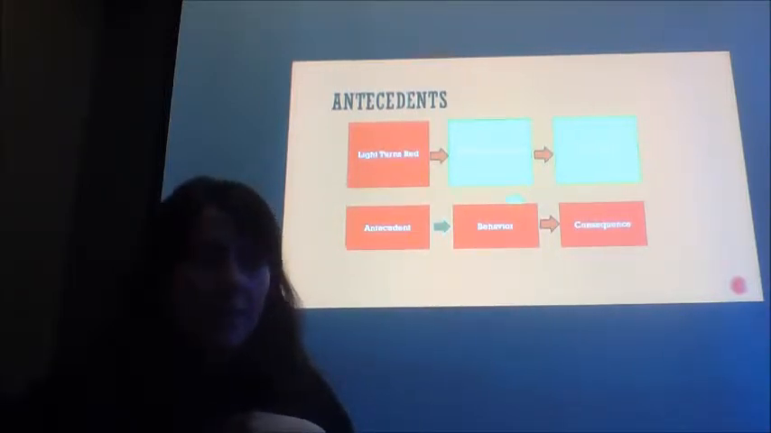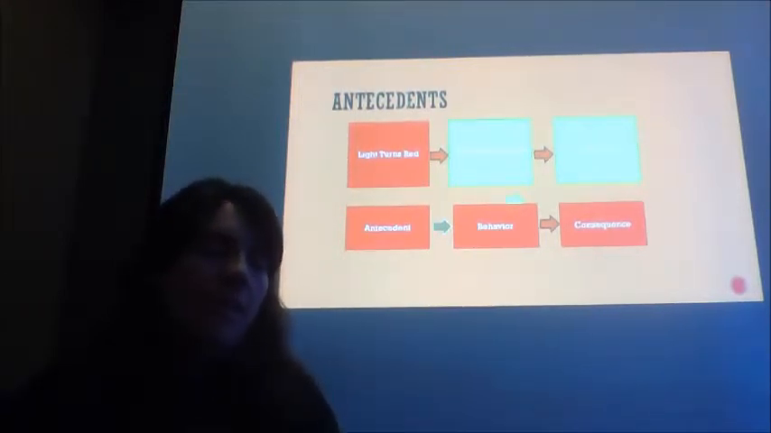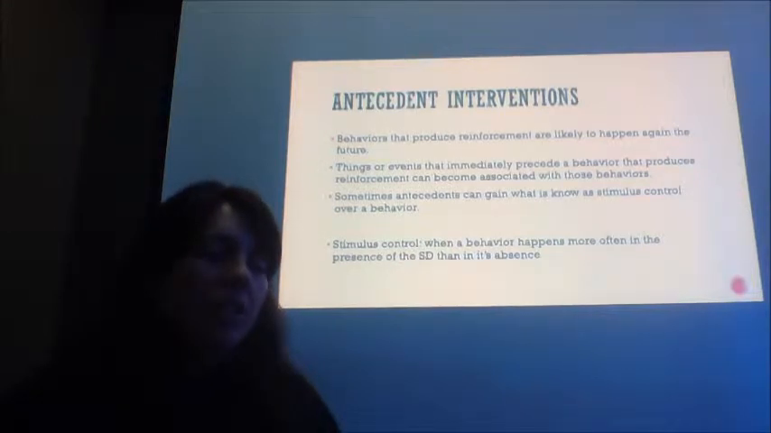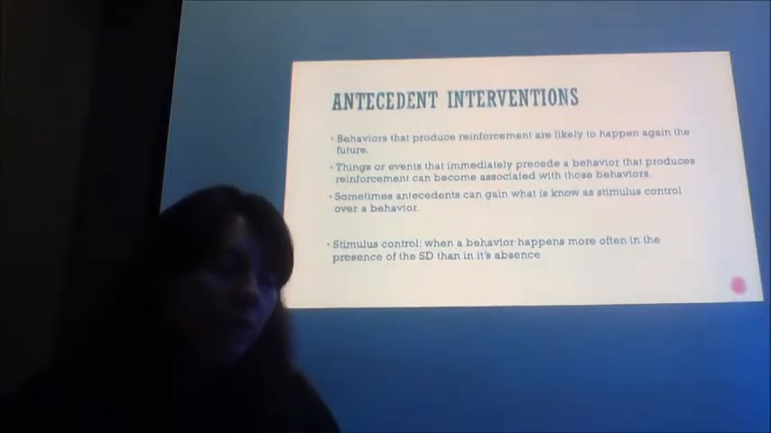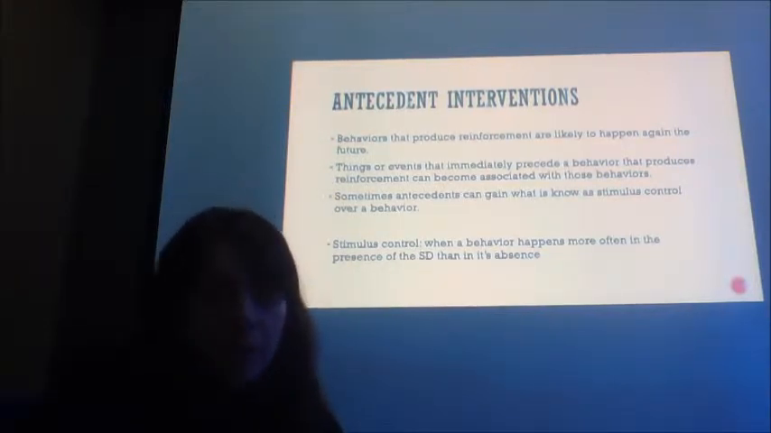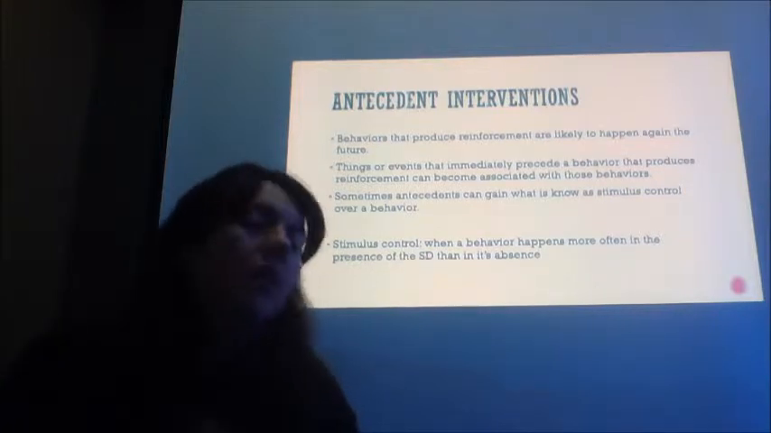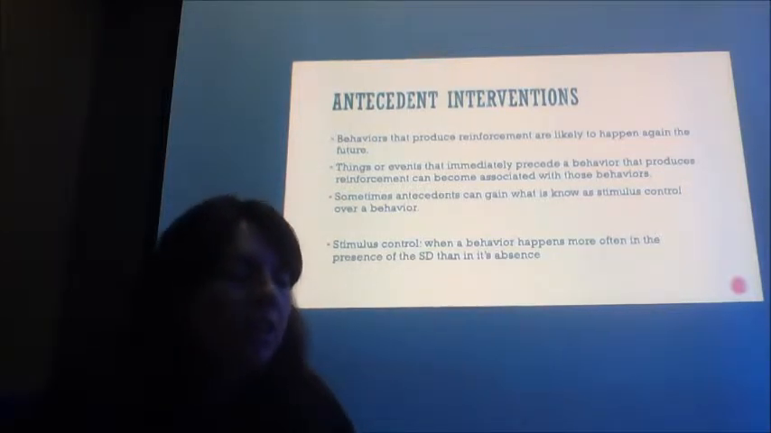So you guys just said this. Light turns red is the antecedent. That's what we're talking about. And then the rest of the ABC is press the brake and the car stops: antecedent, behavior, consequence. Behaviors that produce reinforcement are likely to happen again in the future. Things or events that immediately precede a behavior that produces reinforcement can become associated with those behaviors. This is stimulus control, if you remember this from the acquisition section.